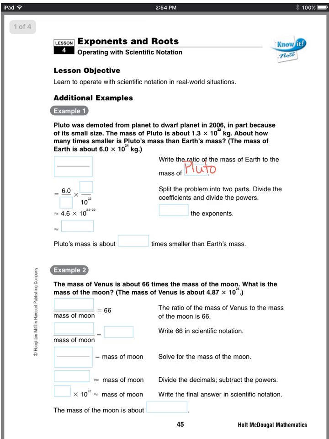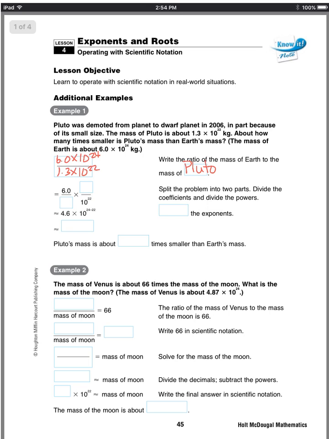So, write the ratio of the mass of the Earth to the mass of Pluto because we want to know how many times bigger Earth is than Pluto, which means we need to divide Earth by Pluto. So it tells us that Earth is 6.0 times 10 to the 24th, and Pluto is 1.3 times 10 to the 22nd. Okay? So, split the problem into 2 parts. Divide the coefficients and divide their powers.